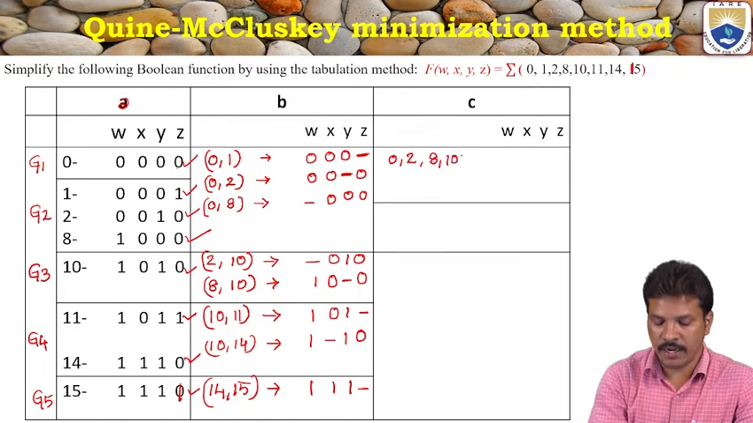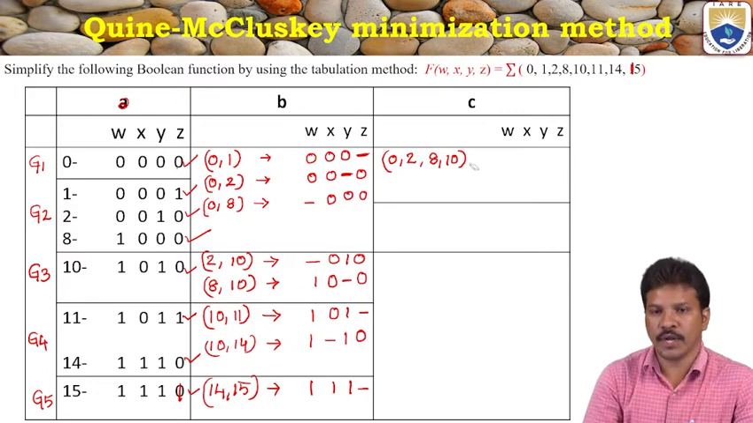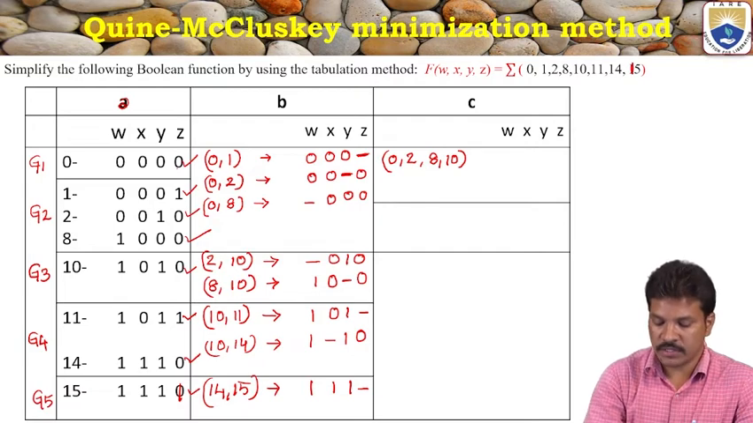0, 8, 10 we can represent. So first 0 is common. Sorry, 0, 1 is a different bit, which means we can make a hyphen. Remaining will be same. 0 dash 0 is same.